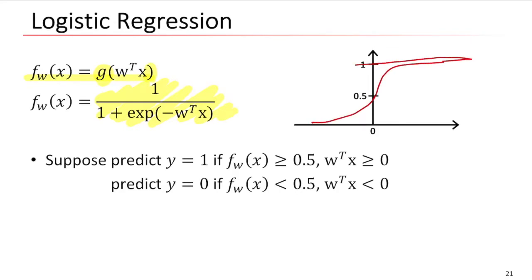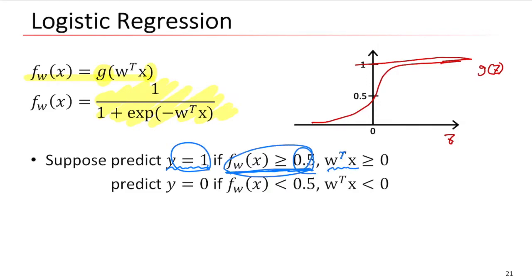it looks like g over z. It looks like this. So what does that mean? If f_w(x) is larger than 0.5, then we can determine y is equal to 1 as a positive class. So when is that statement satisfied?